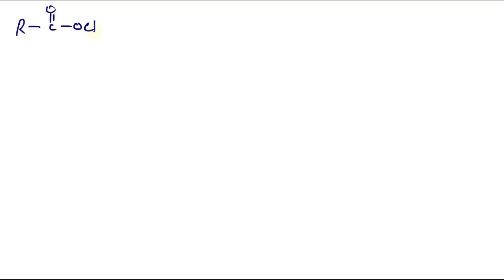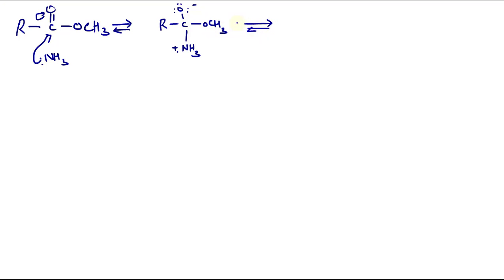Yes, OCH3, and here is the ammonia. It attacks here. So this is the addition step. What we get is RC, O negative, then NH3 positive, OCH3. So first we get this, and in the next step this leaves. There is the leaving group. This is the next step.